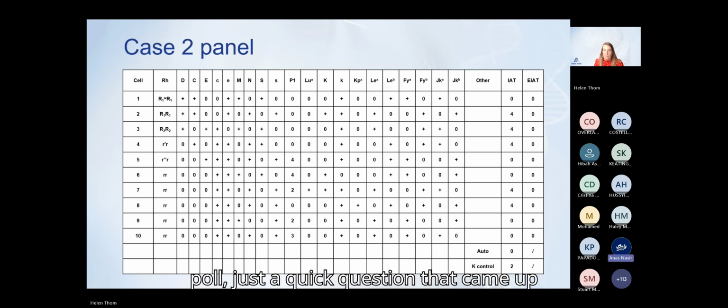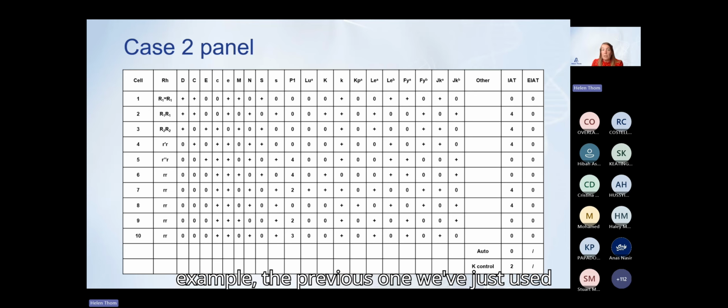While people are doing the poll, just a quick question that came up in the chat. Somebody's asked, what does cross-match compatible by IAT mean? It's a phrase that we use quite a lot in transfusion. Cross-match compatible by IAT is when you test your patient's plasma against the red cell donor unit that you have selected for that patient.